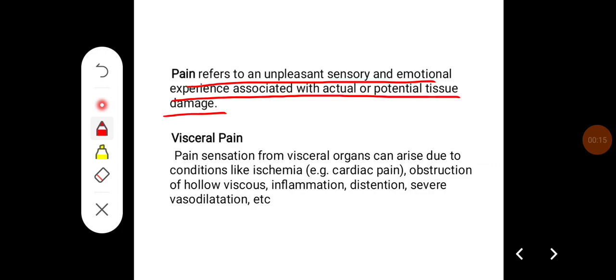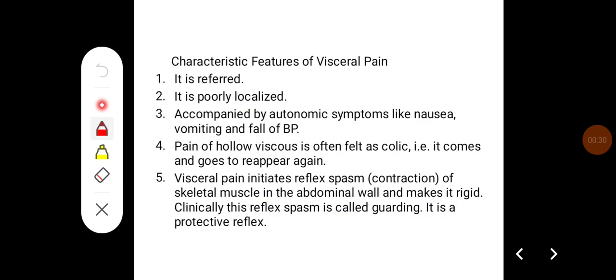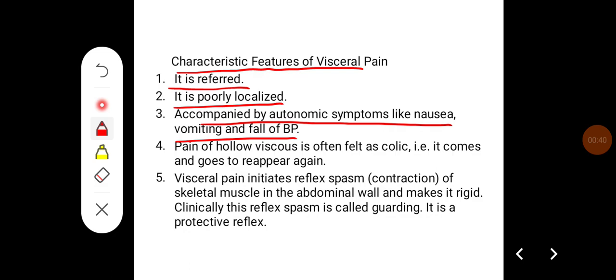Visceral pain. Pain sensation from visceral organs can arise due to conditions like ischemia, which happens in cardiac tissue, obstruction of hollow viscera, inflammation, distension, and severe vasodilatation. Some of the characteristics of visceral pain are it is referred, it is poorly localized, and it is accompanied by autonomic symptoms like nausea, vomiting, and fall in the blood pressure.